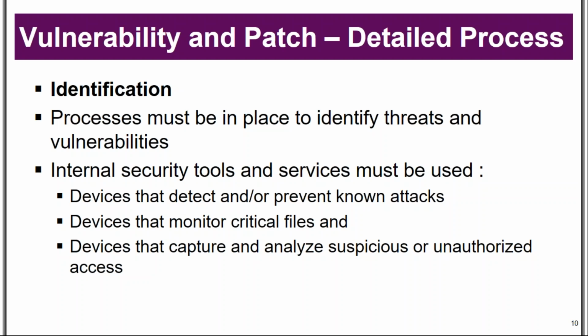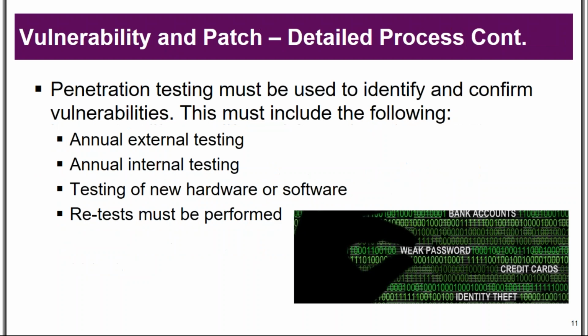So it's going to include these things. You have to have devices that detect and prevent known attacks: IDSs, firewalls, IPSs, things like that. You have to have devices in place that monitor critical files. And you need devices in place that capture and analyze suspicious or unauthorized access into your environment. So first we start with identification. I'm not done yet because we're going to continue on with that just for a second.